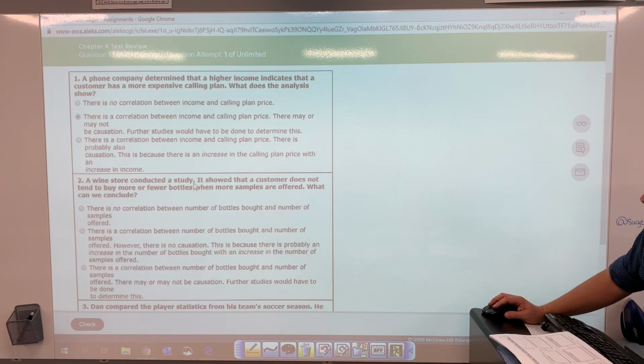A wine store conducted a survey that showed that a customer does not tend to buy more or fewer bottles when more samples are offered. What does this conclude? Nothing.